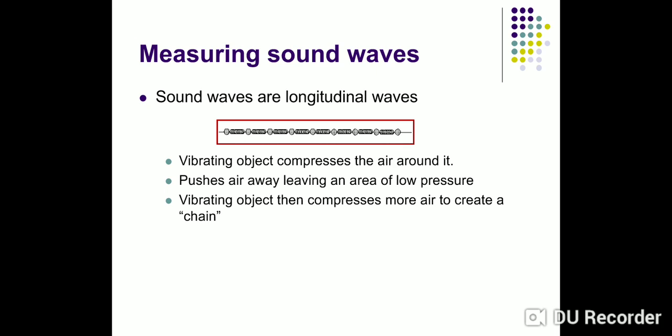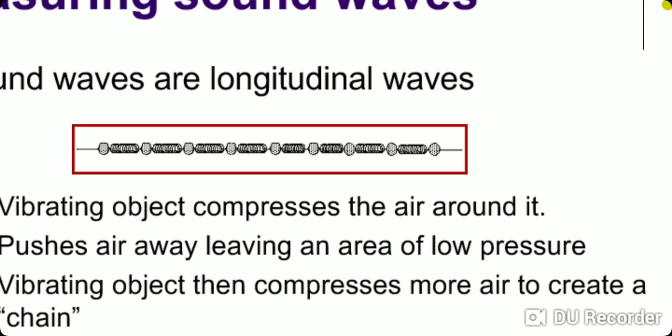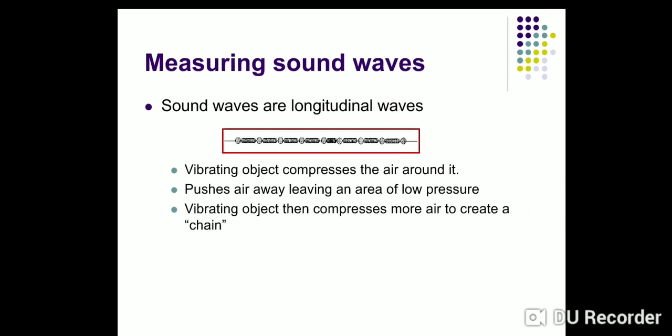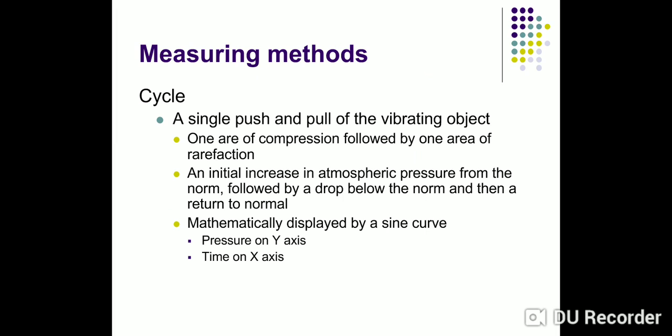Let us see the sound waves, measuring sound waves. Sound waves are longitudinal waves. The vibrating object compresses the air around it, as shown in the figure, pushes air away, leaving an area of low pressure, and the vibrating object then compresses more air to create a chain. The chain of the sound wave is also shown in the figure. The area will be measured according to the direction of propagation of the waves.